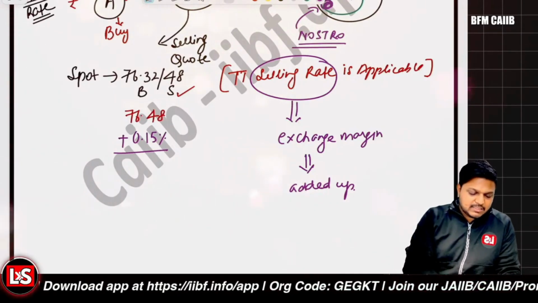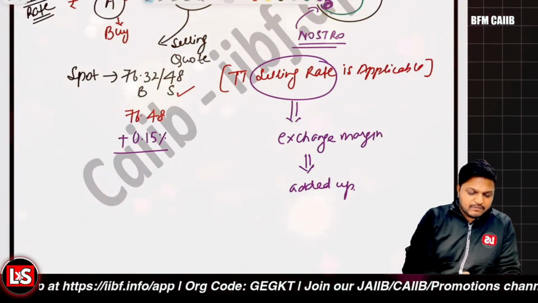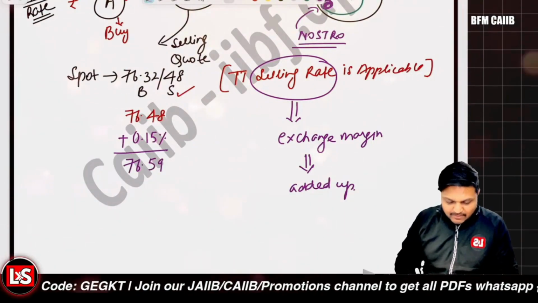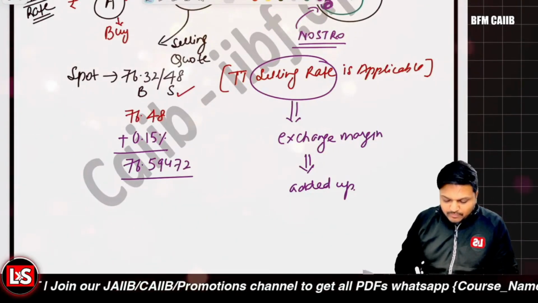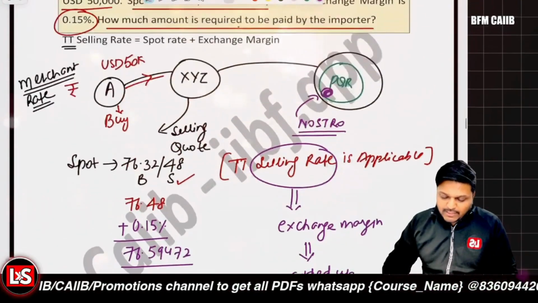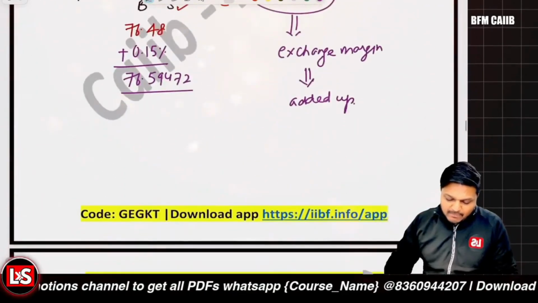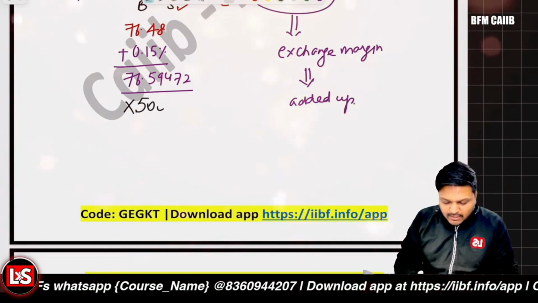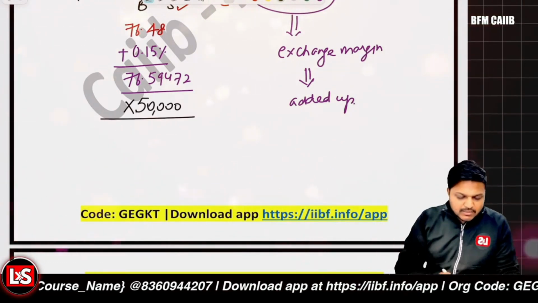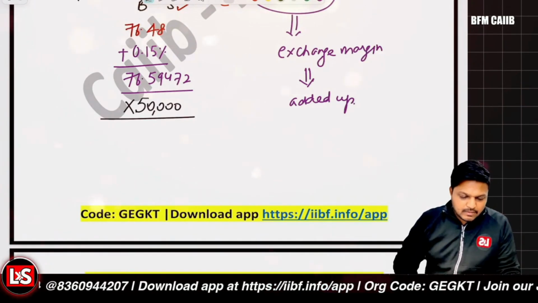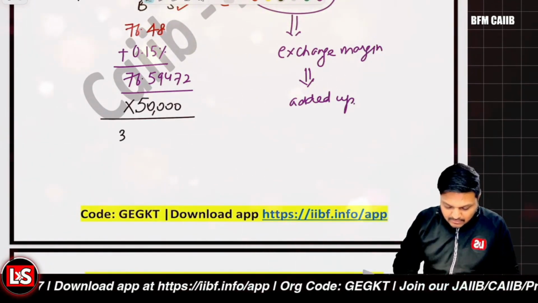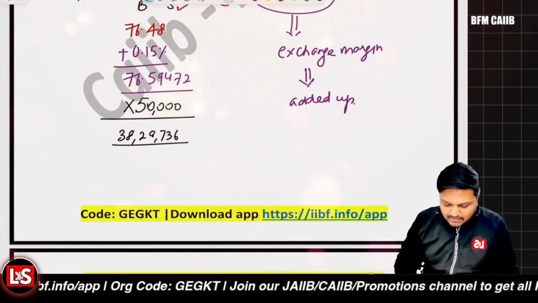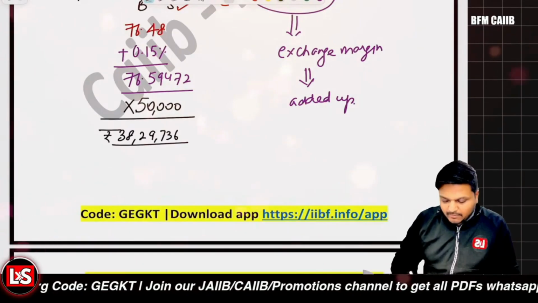So 76.48 plus 0.15% gives 76.59472. And we want to tell what amount is to be paid by the importer. So multiply by 50,000, because a 50,000 USD demand draft was to be issued. So the answer is 38 lakh 29,736. This amount is to be paid.